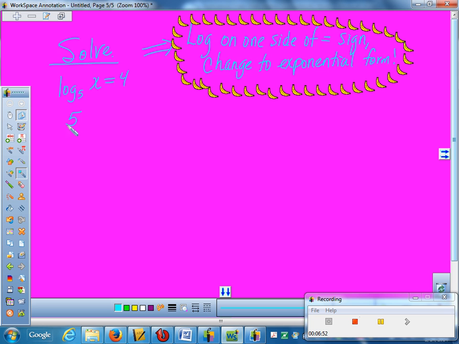Base is 5. Which number is the exponent? 4. So if you go back to exponential form, it's saying 5 to the 4th power equals x. So hey, ta-da, you just solved for x. And 5 to the 4th is 625.